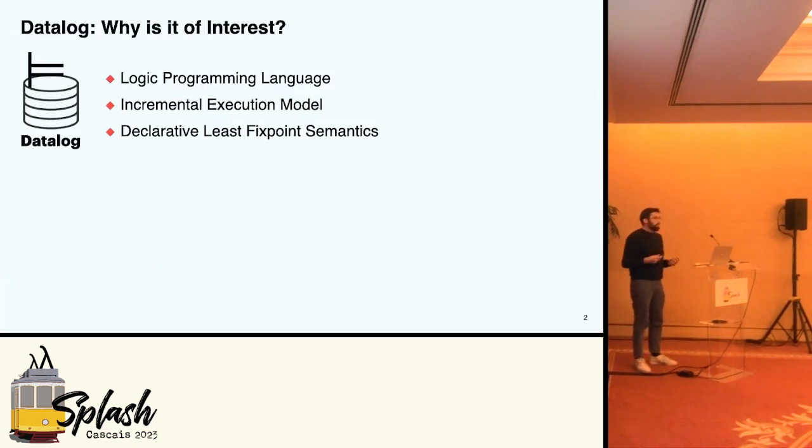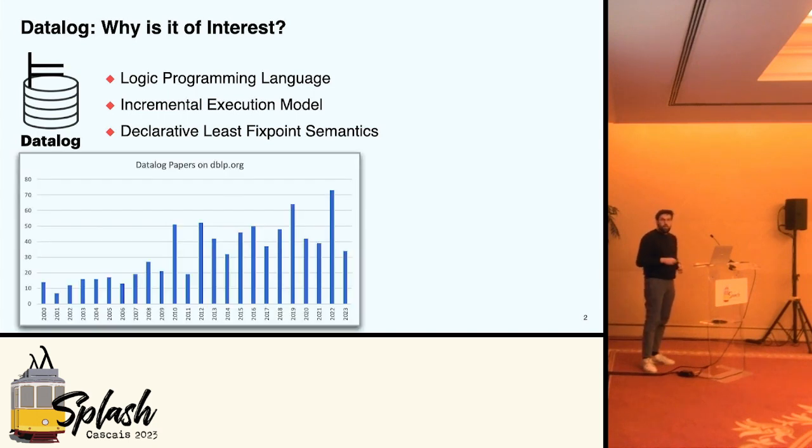Datalog is a logic programming language that was invented in the 80s, and it has some really cool properties. It has, for example, an incremental execution model, and it has a declarative least fixed point semantics. The interest in Datalog has risen quite a lot in recent years. Here you see the number of publications in the last 20 years, and in the last 10, the number of publications rose a lot.